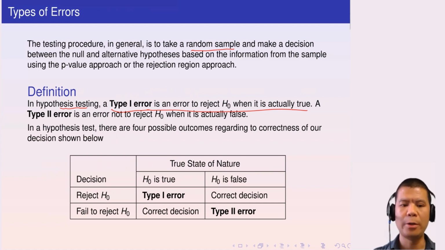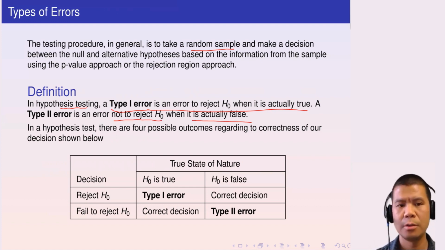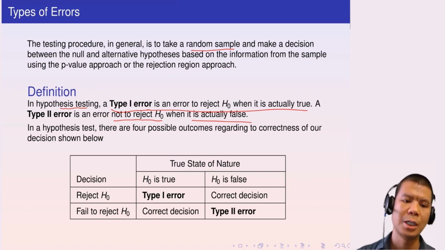So what is a type 2 error? A type 2 error is an error of failing to reject H0 when it is actually false. So H0 is false, this defendant is guilty. However, you fail to reject H0, which means you say this defendant is innocent. That's going to be a type 2 error.